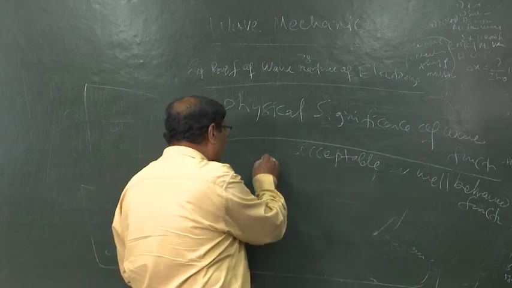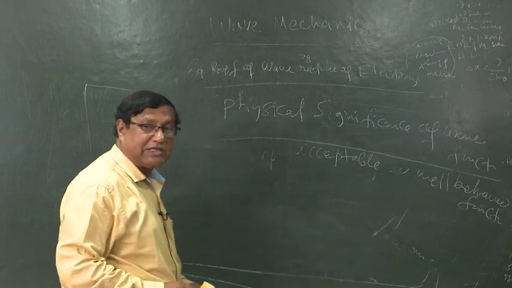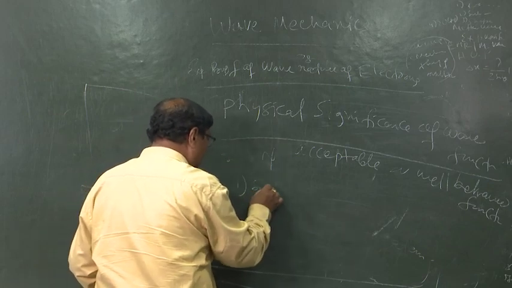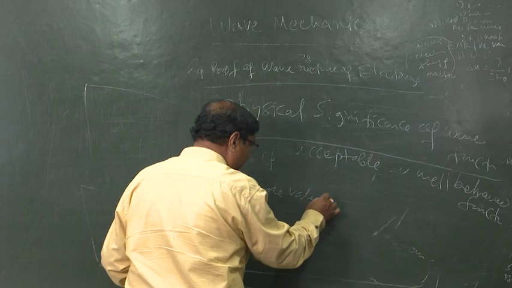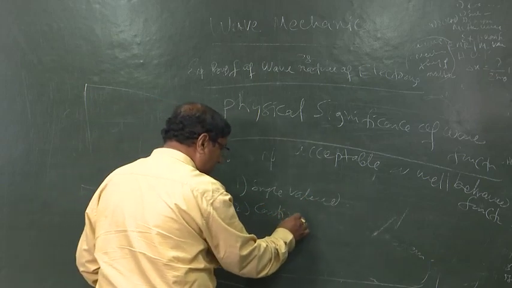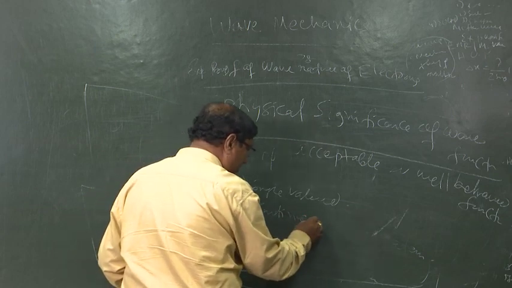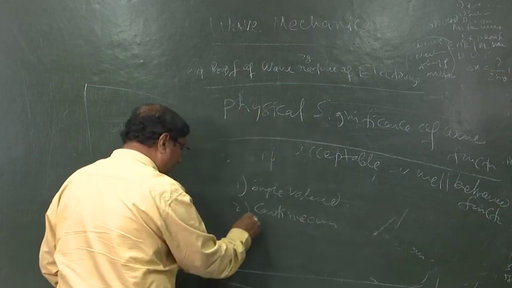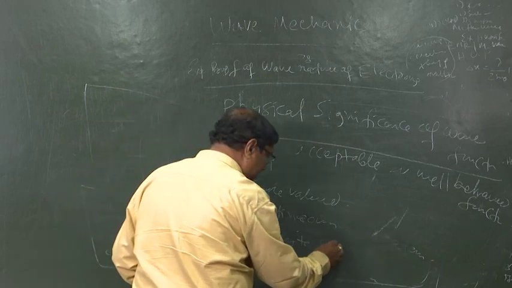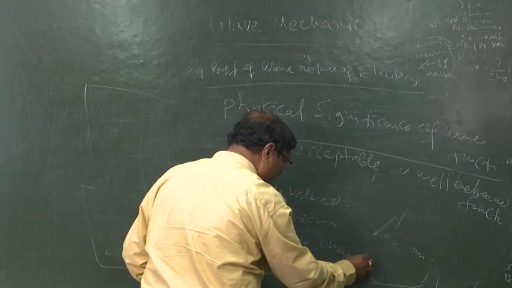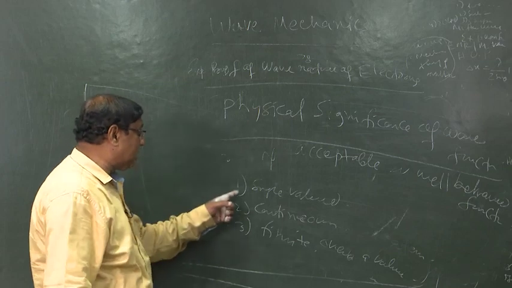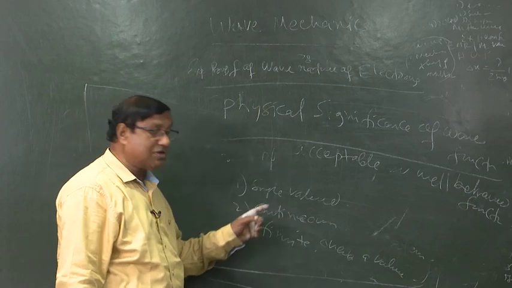So, which wave function psi is acceptable? It is acceptable under three conditions. Number one, it must be single valued, must be continuous, must be finite over a space, over a volume.